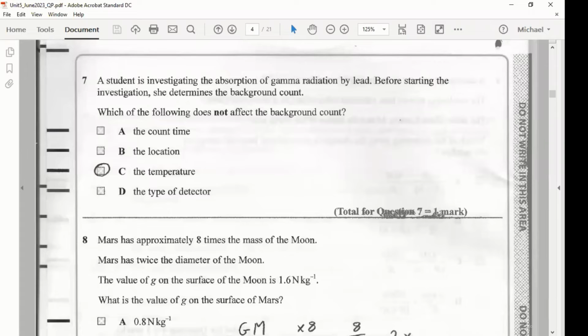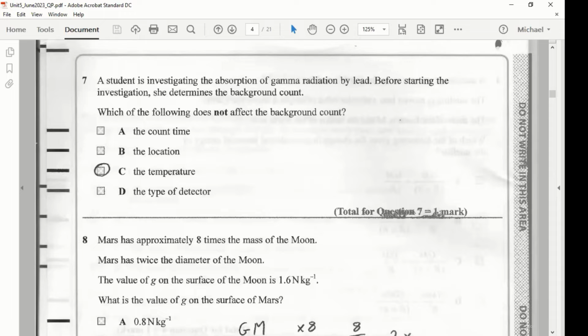Question 7. A student is investigating the absorption of gamma radiation by lead. Before starting the investigation, she determines the background count. Interestingly, it says background count, not background count rate. So, which of the following does not affect the background count? Well, the count time would certainly affect the background count, because the longer you counted for, the larger the background count.